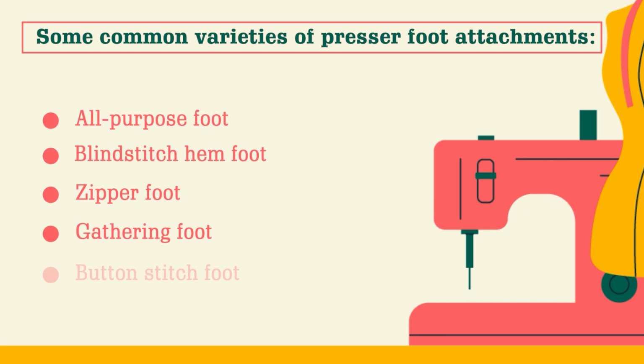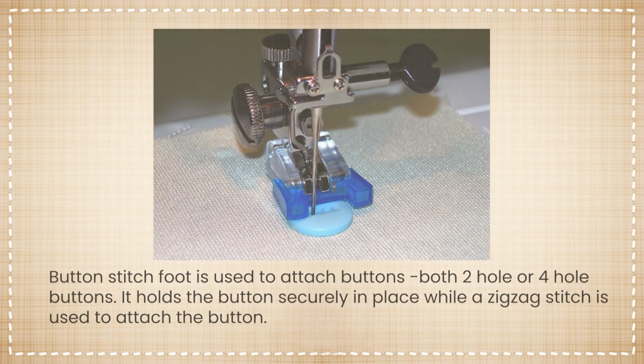Then there is a button stitch presser foot. Now this presser foot is used to attach the buttons. Both 2-hole or 4-hole buttons can be attached by using this kind of a presser foot. It holds the button securely in place while a zigzag stitch is used to attach the button.